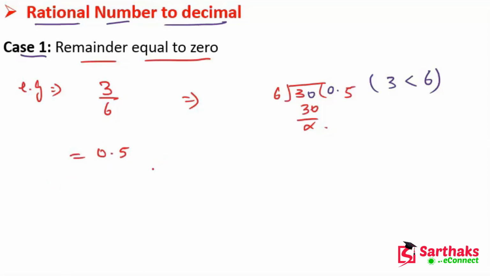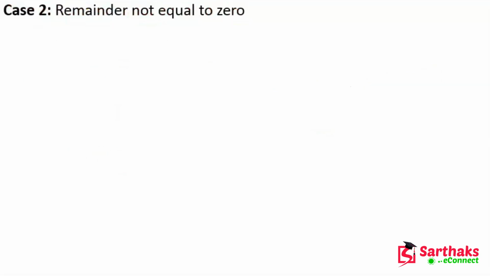So my dear friend, this is the decimal expansion of rational numbers when the remainder becomes 0. Okay, now my dear friends, the second case is remainder not equal to 0. Now in this case we have the remainder is not equal to 0.